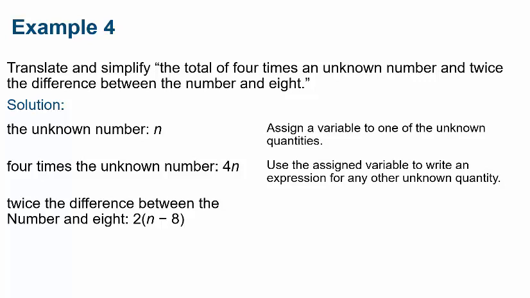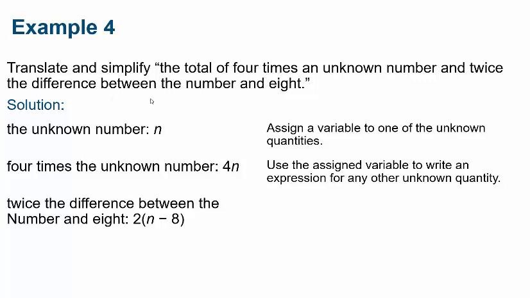Okay, so let's try this one. The total of 4 times an unknown number and twice the difference between the number and 8. Okay. So here we go. The total of, so an unknown number. So the unknown number is going to be just n. And what we have here, twice the difference of the number and 8. So let me go back. The total of 4 times an unknown number. So 4 times an unknown number is 4n.